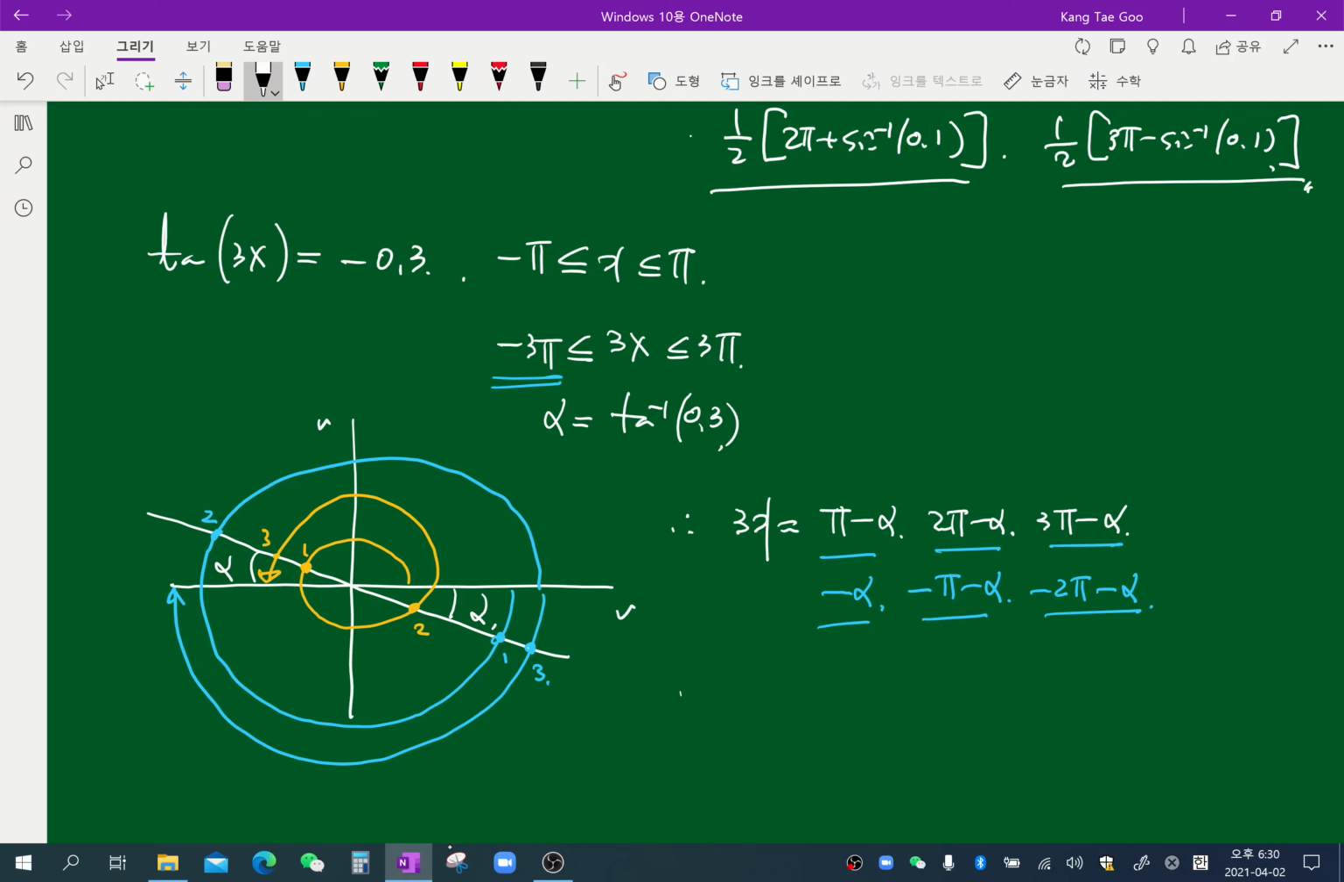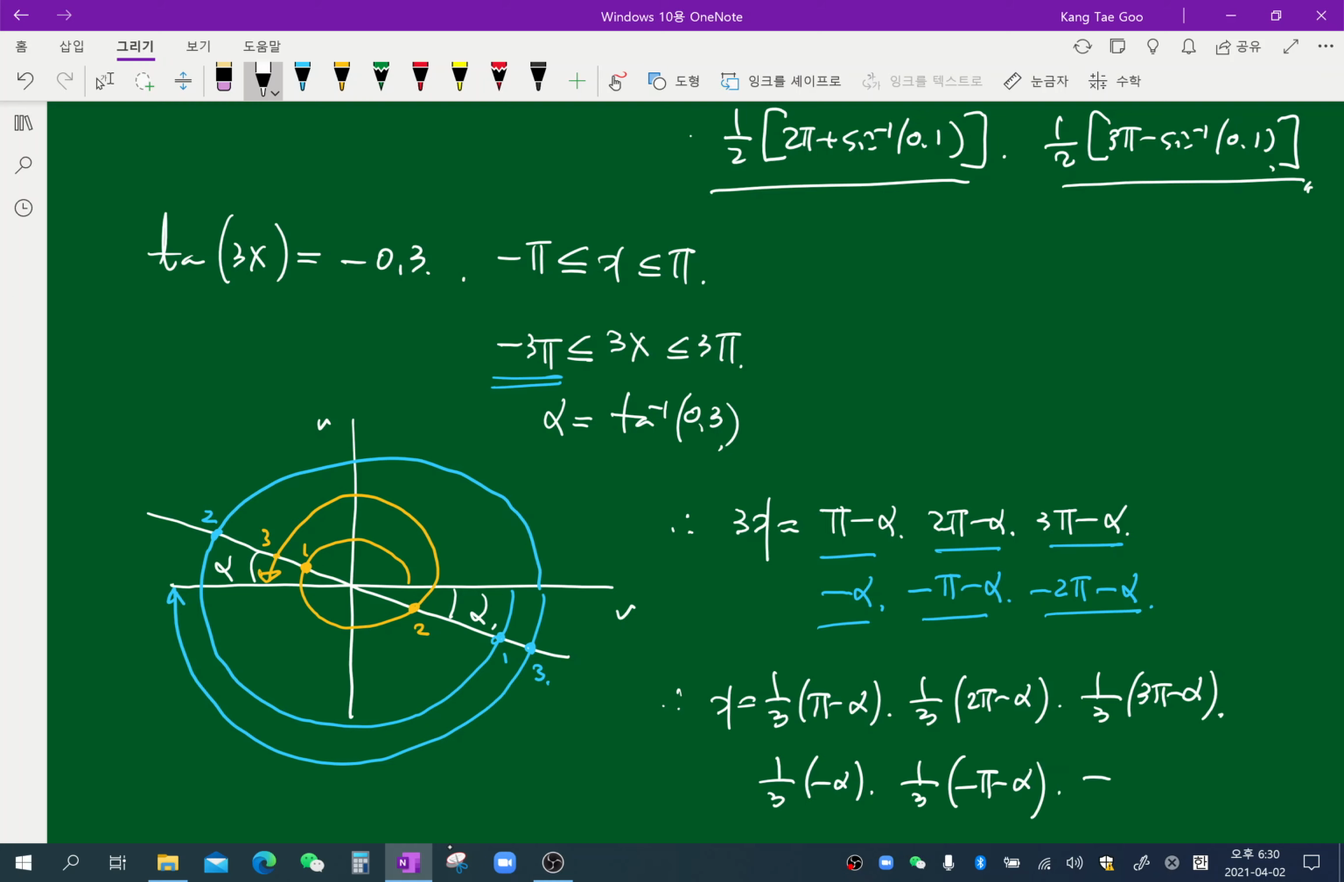Of course, again, we need to calculate x: x is 1 over 3 times (pi minus alpha), 1 over 3 times (2 pi minus alpha), 1 over 3 times (3 pi minus alpha), 1 over 3 times (negative alpha), 1 over 3 times (negative pi minus alpha), 1 over 3 times (negative 2 pi minus alpha). Yeah, those 6 angles are our solution.